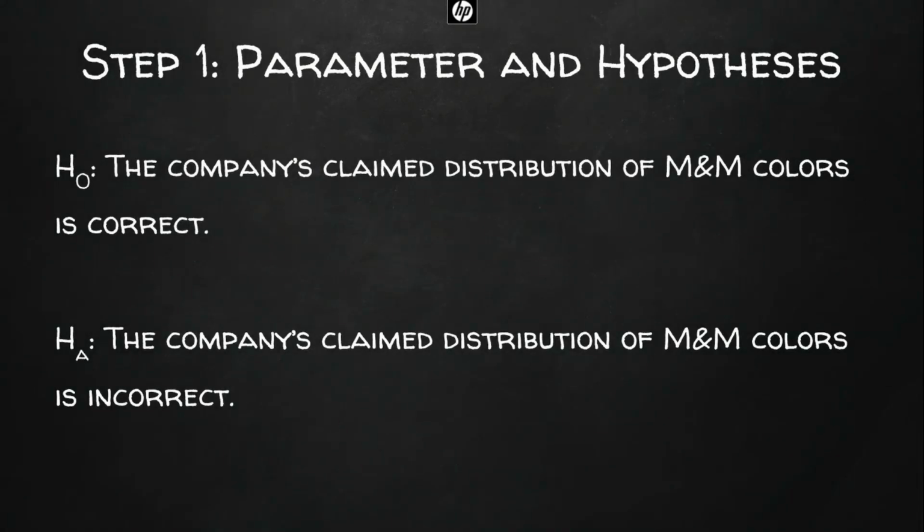To run our hypothesis test, the first step here is to define our parameter and our hypotheses. These are a little bit different as far as hypotheses because we're going to write out a sentence for them instead of using symbols. Our null hypothesis is that the company's claimed distribution of M&M colors is correct, and the alternative is that the company's claimed distribution of M&M colors is incorrect.